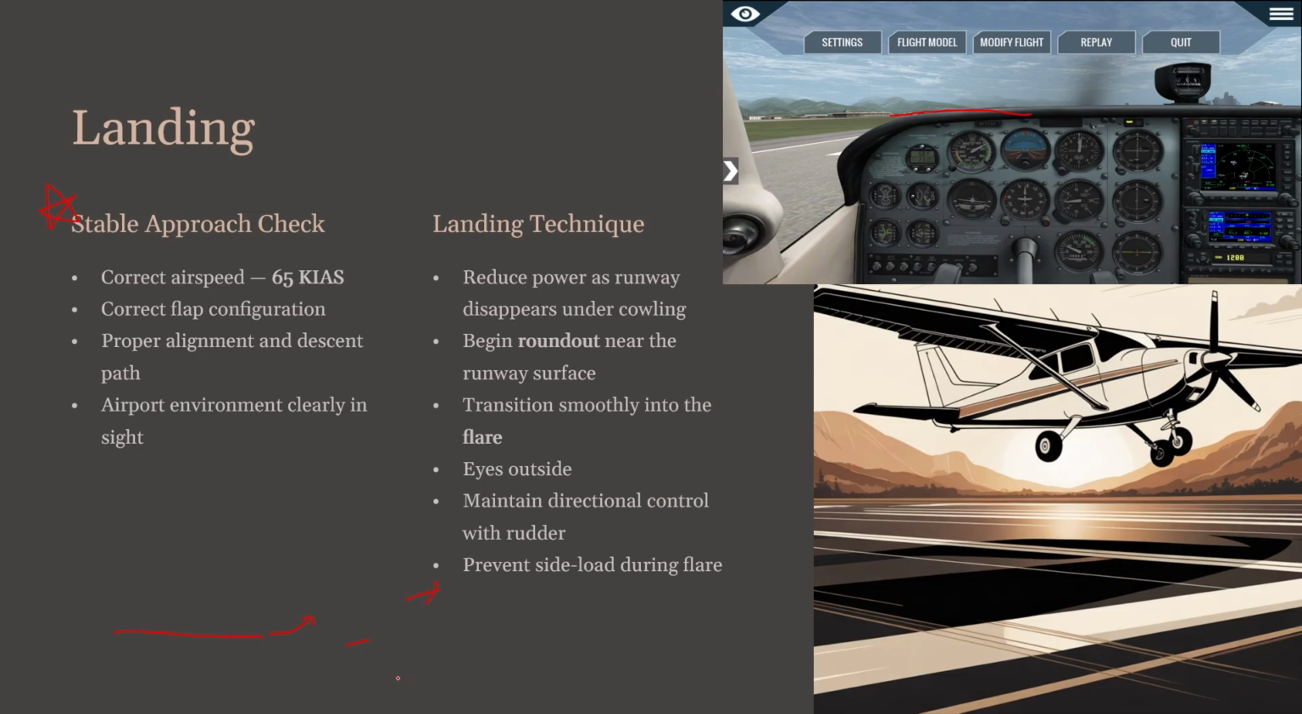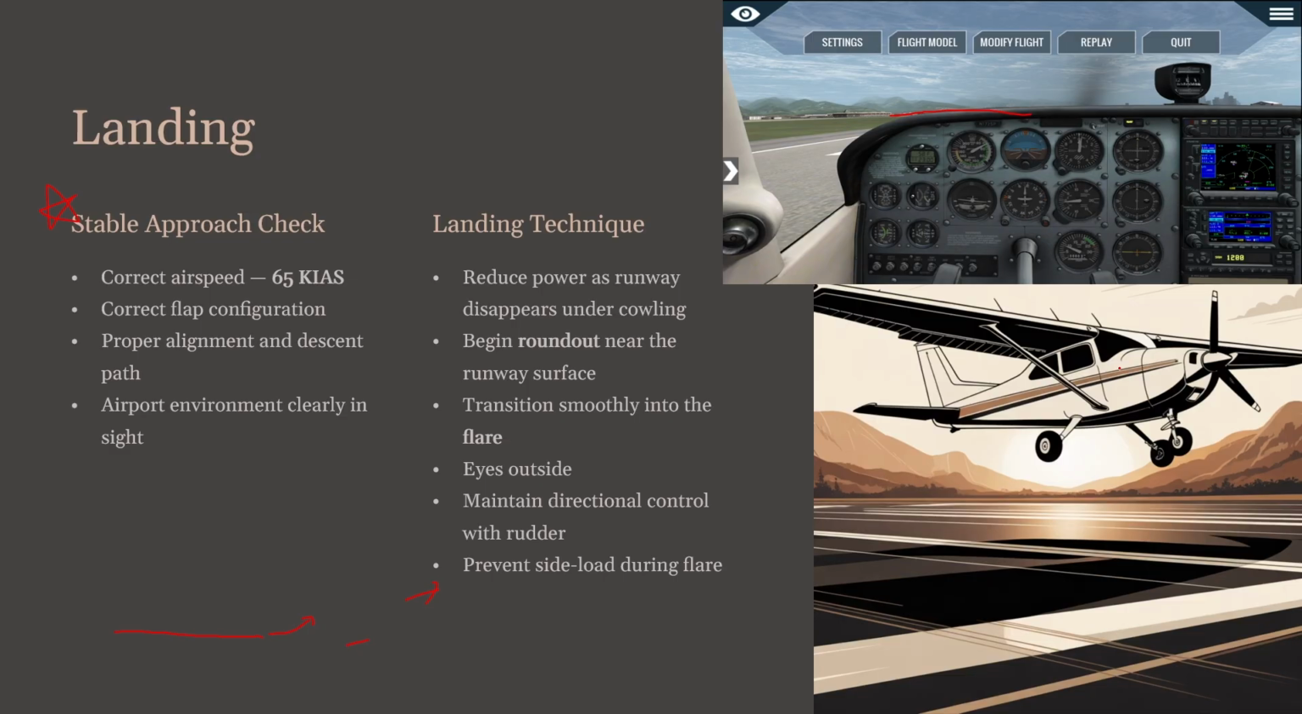And during the flare, the airplane can easily begin to drift, yaw, or become side-loaded, especially if there's wind. So to prevent this, use proper rudder inputs to keep the airplane aligned with the runway center line. Landing, more than almost any other maneuver, depends heavily on maintaining the correct outside visual picture.